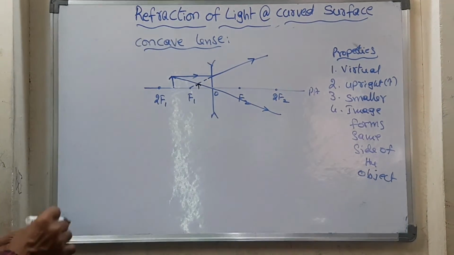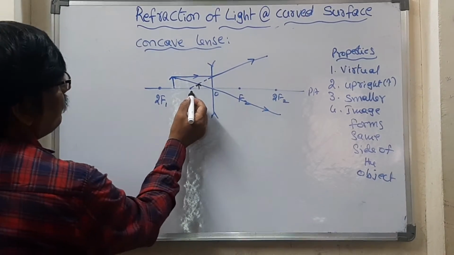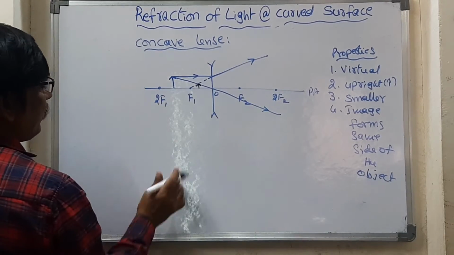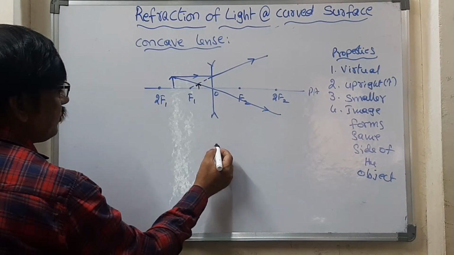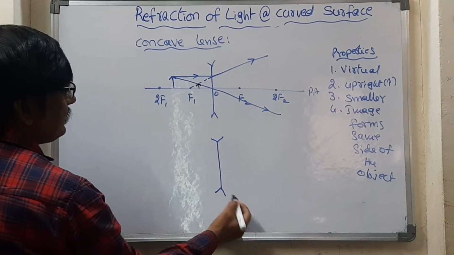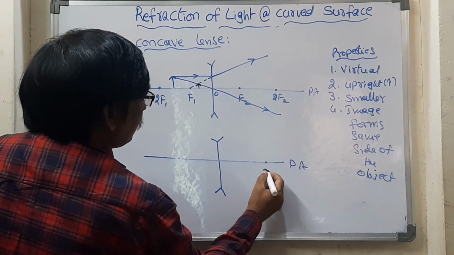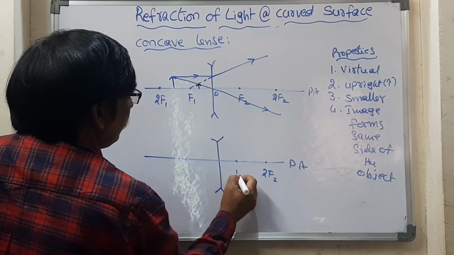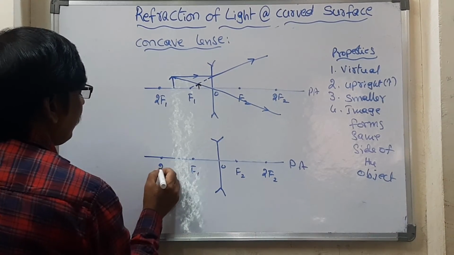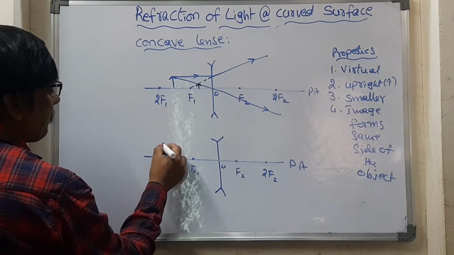Right, randomly we have taken there, and now let us take one more case. I placed it between 2F1 and F1. Now let us take this time at 2F1. The object is placed at 2F1. I am not writing the locations while drawing; the reason you will come to know. That is 2F2, F2, optic center, F1, 2F1. Now let us take it here.